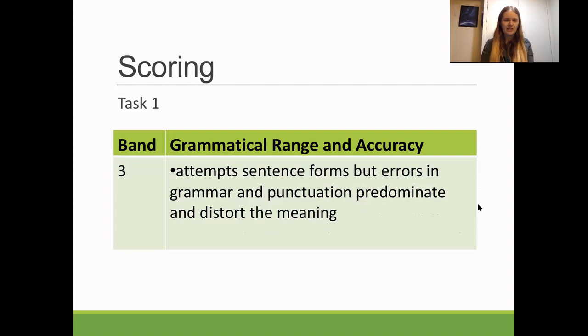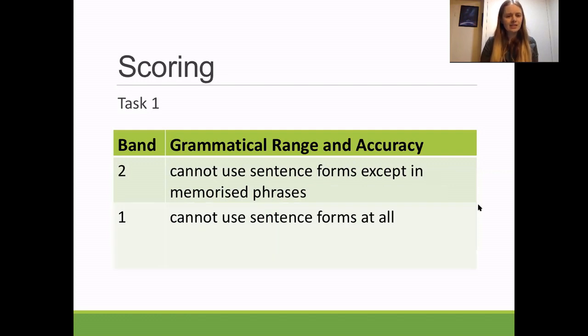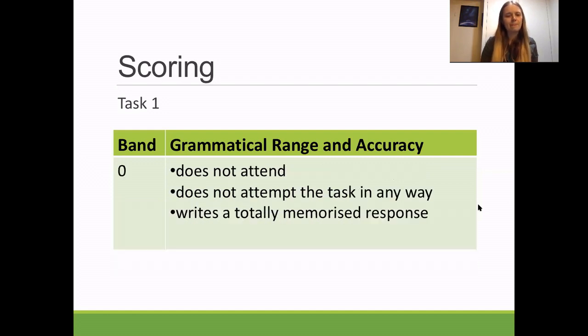Score of 3 would be attempting sentence forms, but you're making a lot of mistakes that are making it very hard to understand you, and it's changing the meaning of your sentences. Score of 2 would be cannot use sentence forms except in memorized phrases. So you're only using memorized phrases. Number 1, you can't use sentences at all. And again, score of 0 would mean that you didn't attempt the task, or you're only using some memorized sentences or phrases.